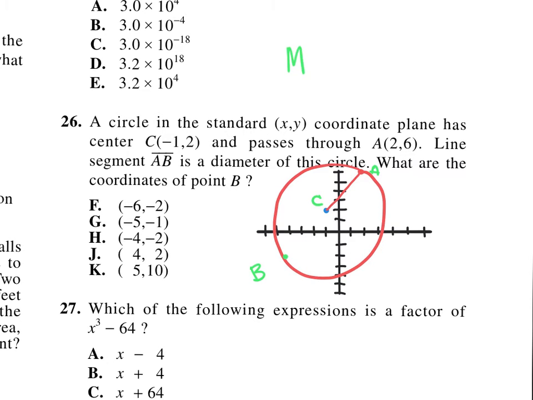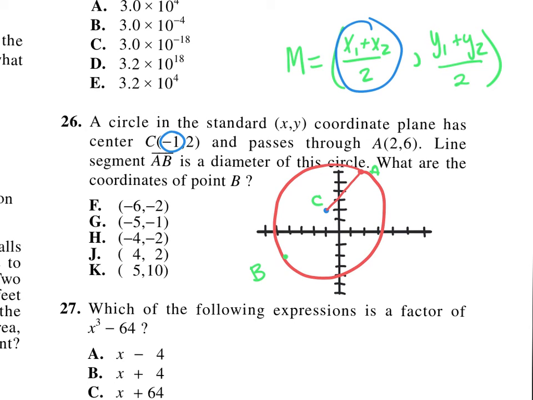So the midpoint formula is x1 plus x2 over 2 to get the x coordinate, and y1 plus y2 over 2 to get the y coordinate. So C is equal to the midpoint. So that means that -1 would be equal to this, and then you would use the coordinates of A to plug in for x1. And then for y, you would use 2, so set it equal to 2, and then plug in the y coordinate from A into y2, and then solve for x1 and y1.